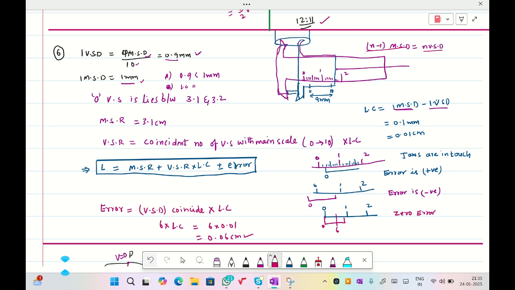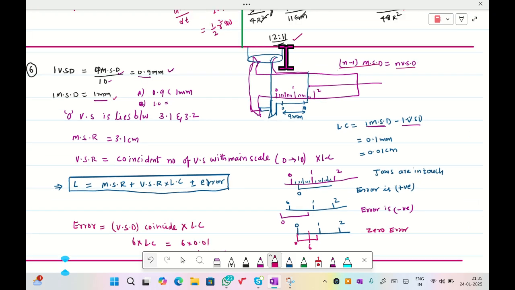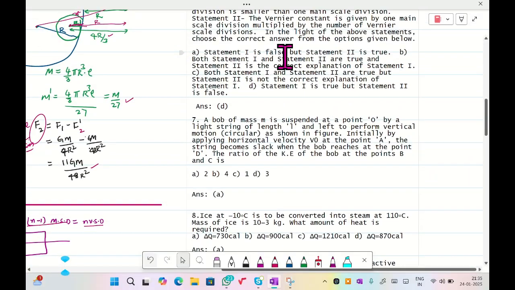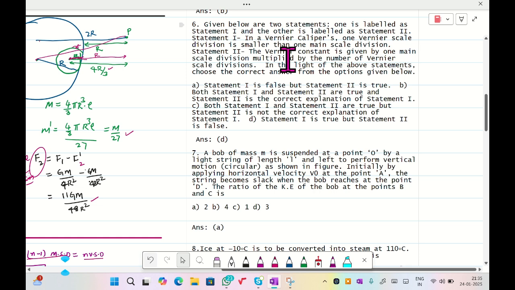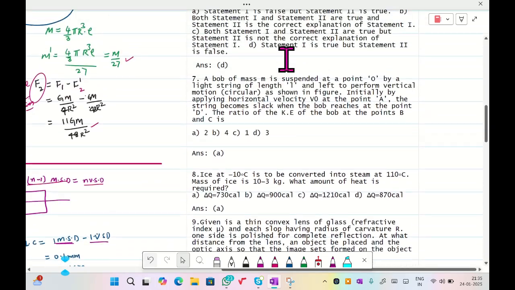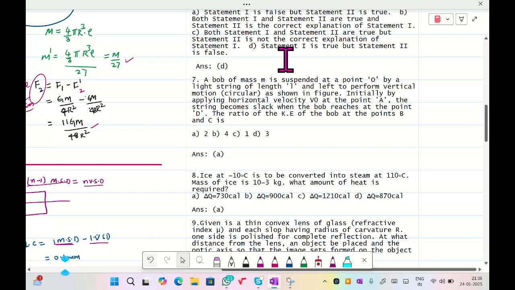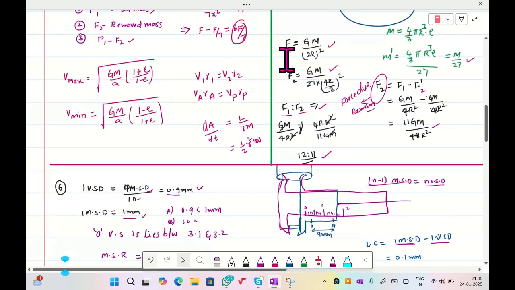In statement 2, they have given multiplication. Wrong, that is division. So statement 2 is wrong. Here, if you see in the sixth question, in statement 2, the vernier constant is given by one main scale division multiplied by the number of vernier scale divisions. Wrong. Okay, that will be division only. Actually, it is one main scale division, not one vernier scale division. So that statement is wrong.